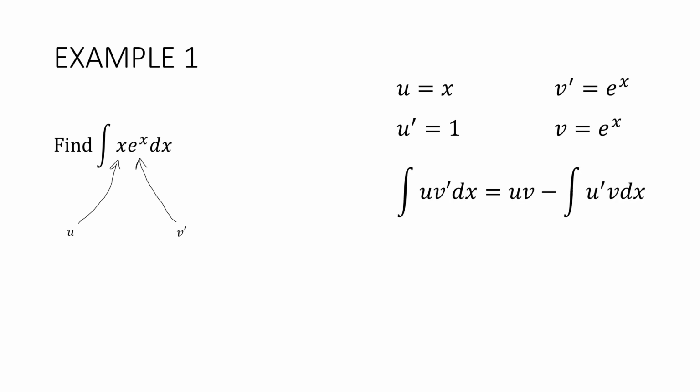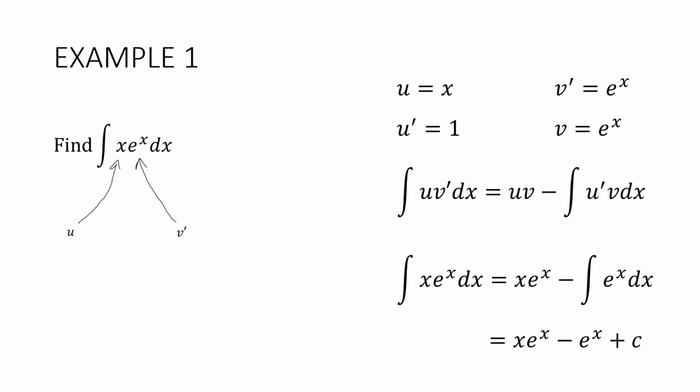Now, using our formula, it's going to equal u times v, take away the integral of u dashed times v. And see, we've reduced this to this, which I can integrate. And now we put the plus c in right at the end. And there's the answer.